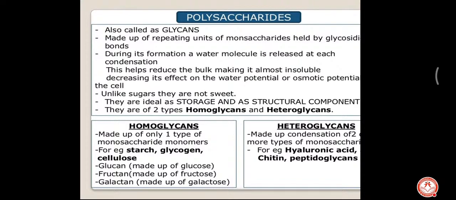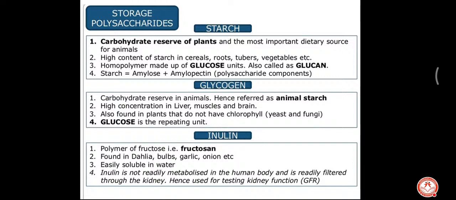They are of two types, homoglycans or heteroglycans. Homoglycans are made up of only one type of monosaccharide monomer. Examples are starch, glycogen, cellulose. Glucan is made up of glucose. Fructan is made up of fructose. Galactan is made up of galactose. Heteroglycans are made up of condensation of two or more types of monosaccharides. For example, chitin, peptidoglycans, hyaluronic acid.